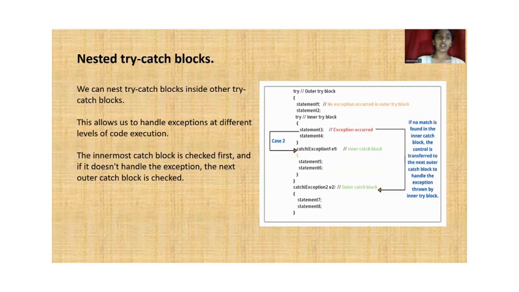Nested try catch blocks. We can nest try catch blocks inside other try catch blocks. This allows us to handle exceptions at different levels of code execution. The innermost catch block is checked first, and if it doesn't handle the exception, the next outer catch block is checked.